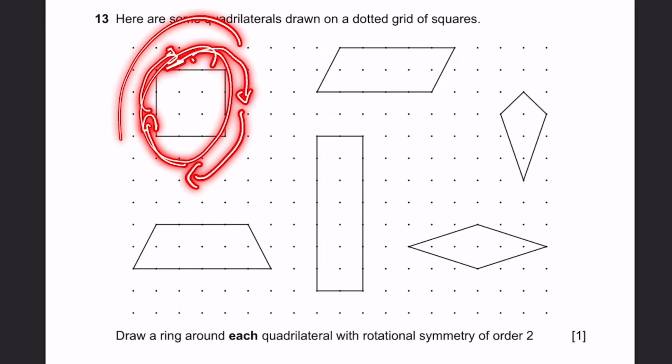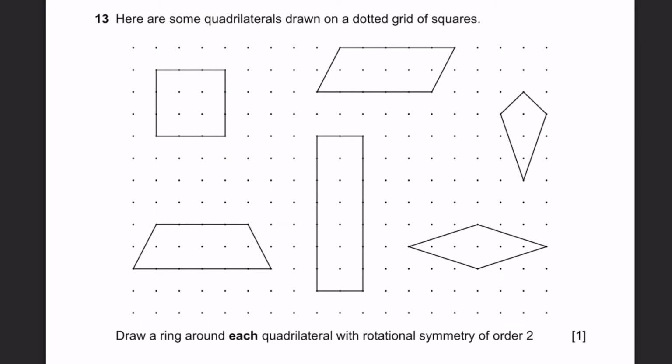So the rotational symmetry is order 4. So we can't circle this. We need to only circle rotational symmetry of order 2. Now for the parallelogram.